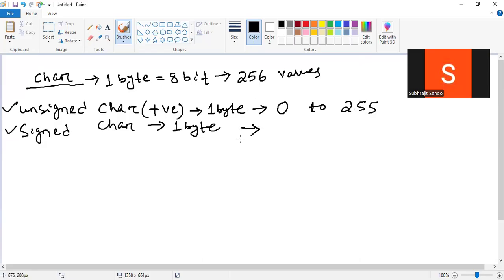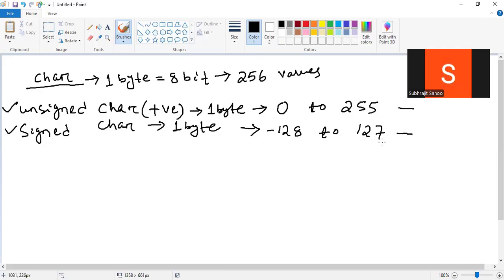Similarly, signed character means here positive will come as well as negative also will come. But one byte means 256. Maximum 256 values we can store. Among that 256, some values negative, some positive. So divided by 2, it will come in the range minus 128 to plus 127. If I add 128 with 127, 255, and 0 is there in between. In the middle, 0 is there. So total 256 values. Unsigned means this is the range, signed means this is the range, negative as well as positive values.